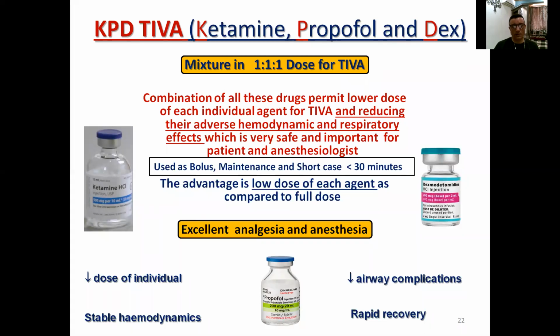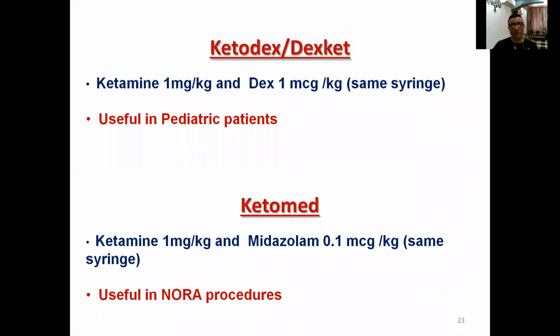I used it as a bolus, for maintenance, and in short cases of less than 30 minutes. The advantage is the low dose of each agent as compared to the full dose, and it gives excellent analgesia and anesthesia. So it decreases the dose of the individual drugs, gives stable hemodynamics, decreases airway complications, and gives even rapid recovery. People have tried ketodex or dexket, and it is useful in pediatric patients, as I told you.